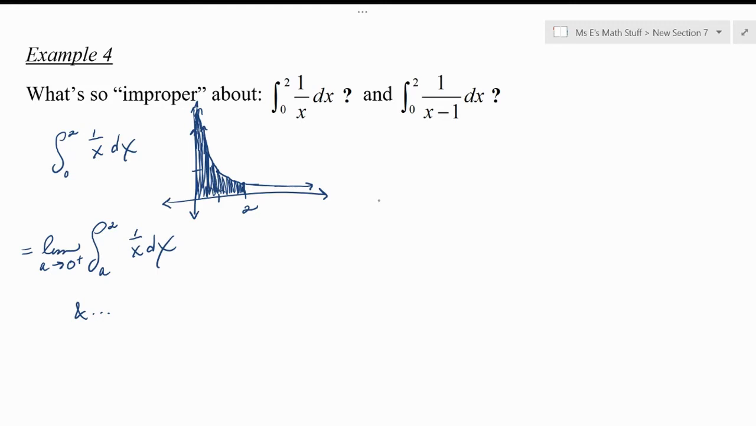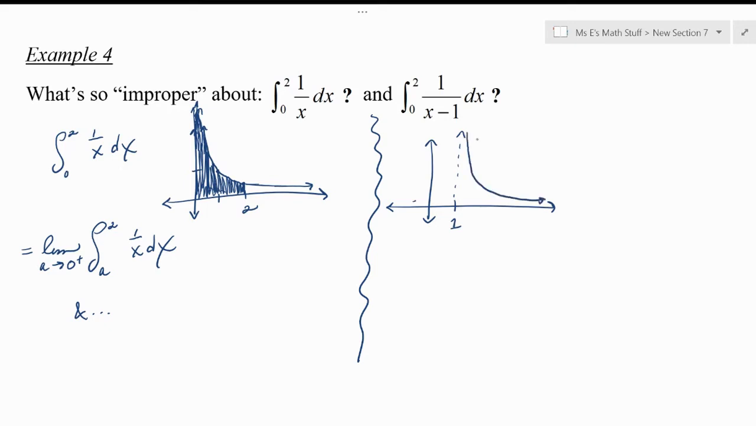So now let's look at the integral from 0 to 2 of 1 over x minus 1 dx. For this one, same thing. I think you're really going to be most empowered if you can think about these graphically. 1 over x minus 1 is just a 1 over x graph that got shifted to the right 1 unit. So it would look something like this.